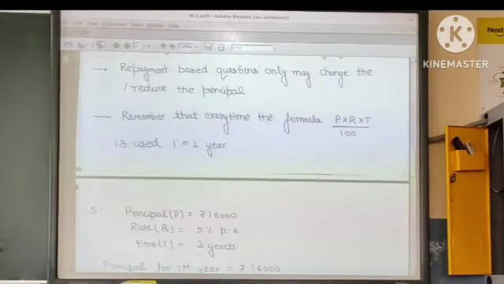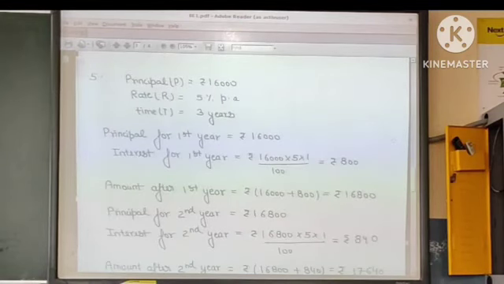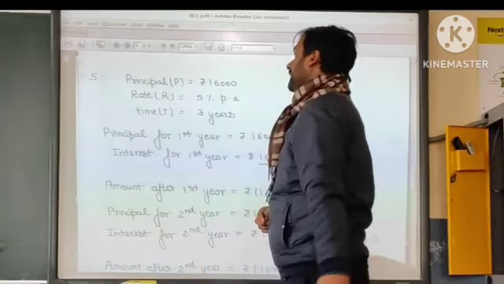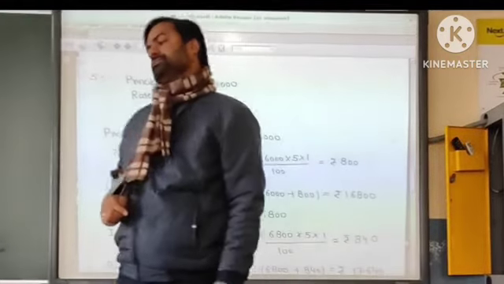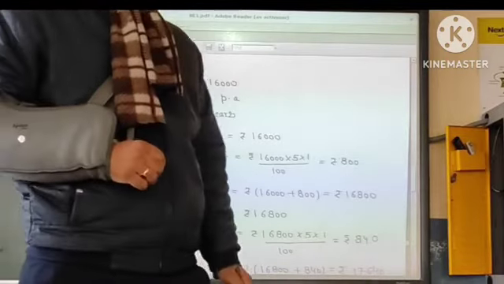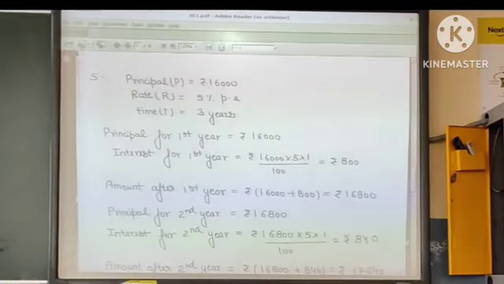Question number 5. Now, how much is the principal here? Principal is 16,000. Rate is 5% per annum. Time is 3 years. Okay, and compounded annually. Children, compounded annually. These things may change from question to question.